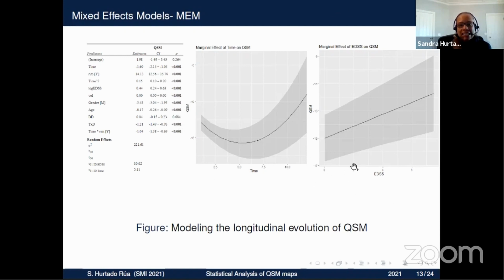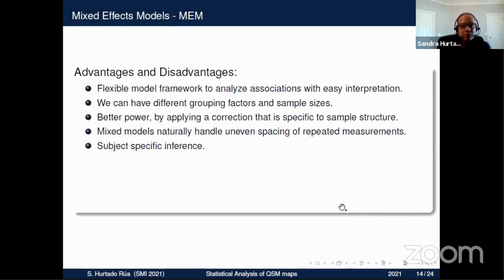But again, the challenge is now that we want to flip things around, and now our outcome needs to be the clinical outcome of interest. So the advantage of this model is that it's very flexible, and the interpretation is pretty easy.